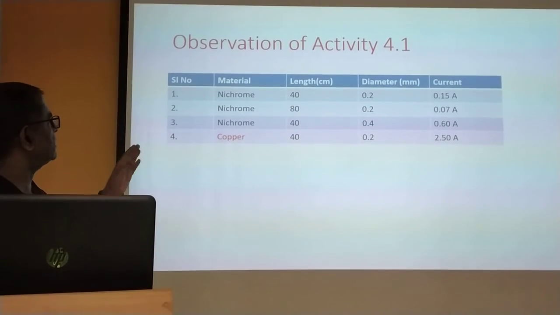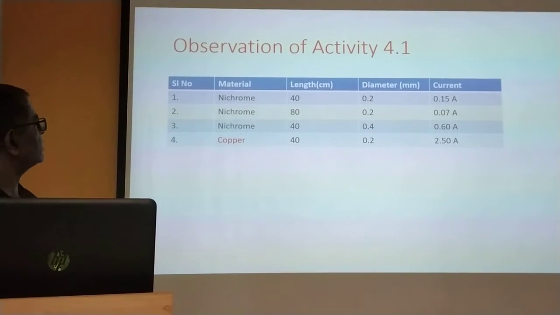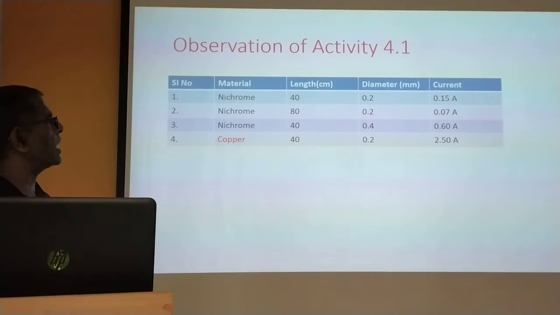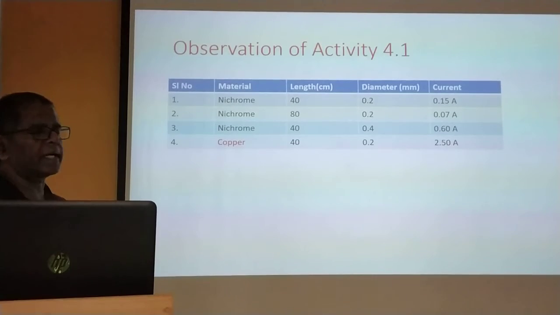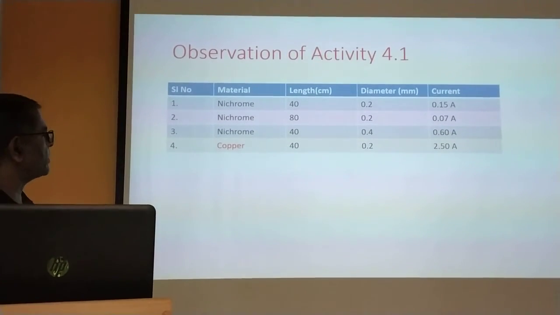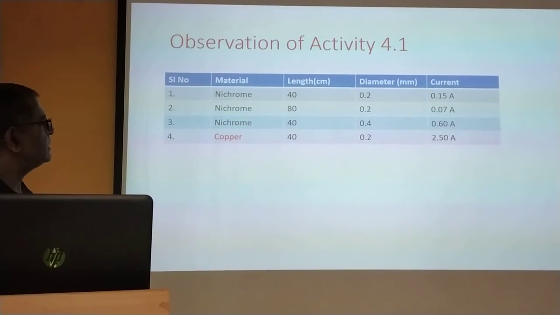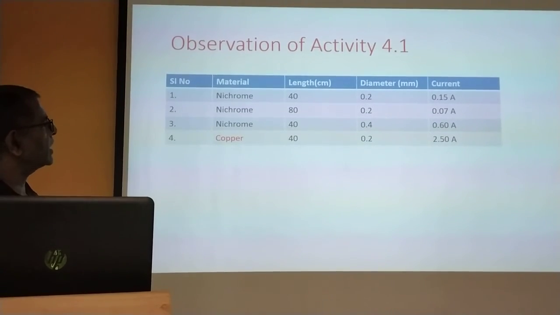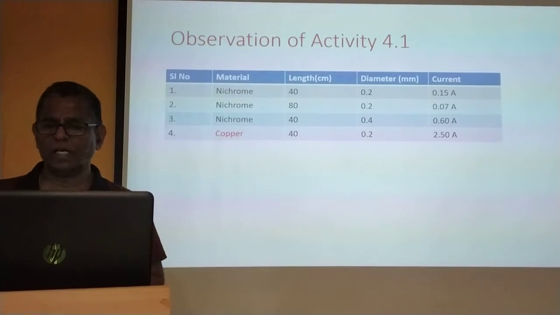If we keep the length, observation number 3, it was a nichrome wire, same length as serial number 1, but it was thicker. The diameter was almost twice. What happened to the current? Current jumped to almost 4 times. So it is 0.6 ampere. And you see what happened with the copper? With the same length as the serial number 1, the current was almost 2.5 ampere. So what do you conclude from this?